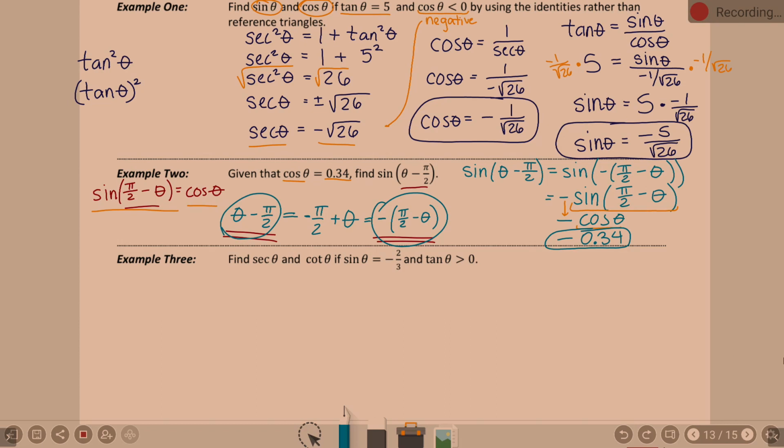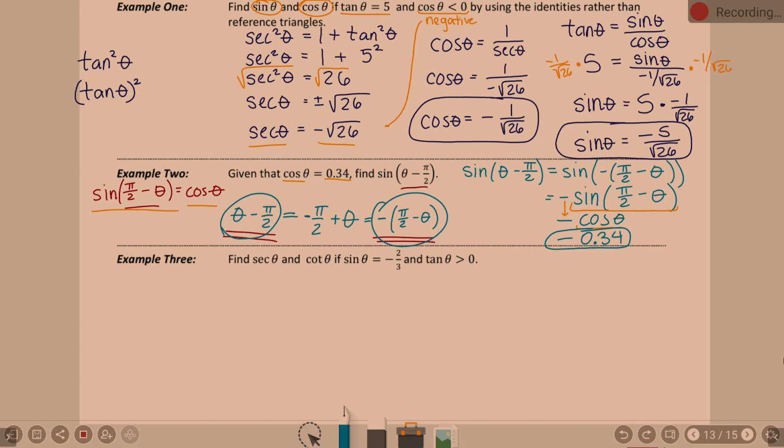Peer into your identities and look for connections based on what we know, what we could find, what we have to find in the end. Okay. Which Pythagorean identity do you want to start with? One option, and the more obvious option for the moment, is we're given sine. So sine squared plus cosine squared equals 1, yes? And that's one option to go with.